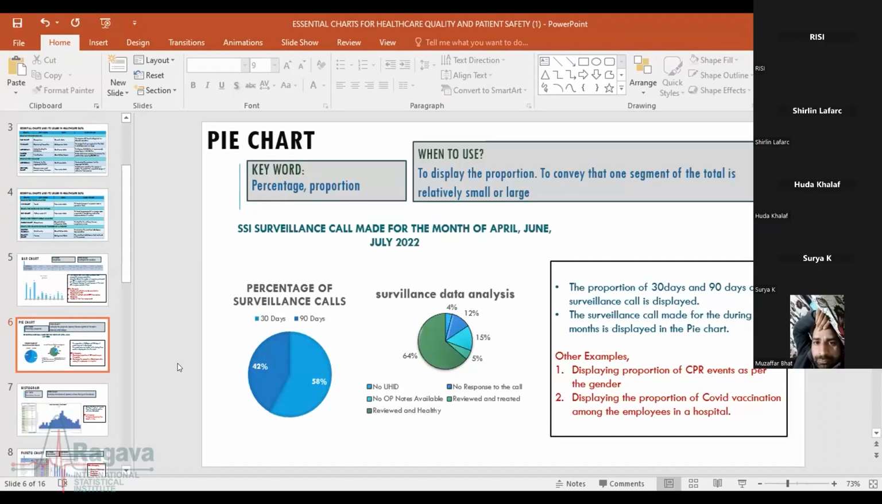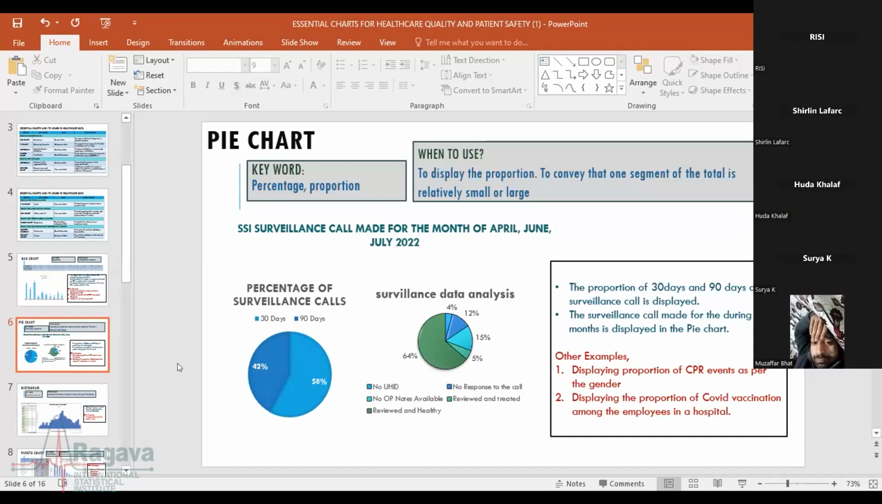The first pie chart is telling that 42 percent of patients fall under the 30-day surveillance, and 58 percent of patients fall under the 90-day surveillance. The second pie chart is showing what they actually found by the calls. 4% of patients, they couldn't even track the UHID.